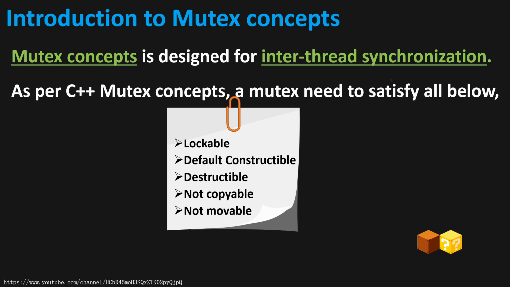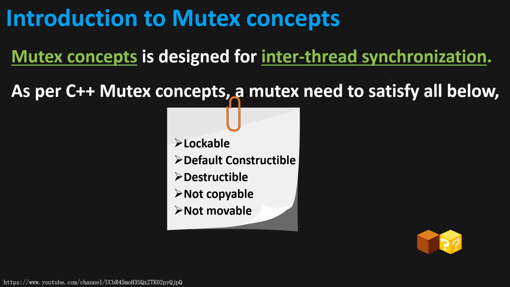Coming back to our topic, according to C++ mutex concept, a class can be considered as a mutex class if and only if it satisfies all of the following functionalities. 1. Lockable. A mutex class must have functionality to lock and unlock. This is the basic functionality every mutex class has to provide. 2. Default constructible. A mutex instance must be created using its default constructor, that is, without passing any additional parameter or without using any other functions.